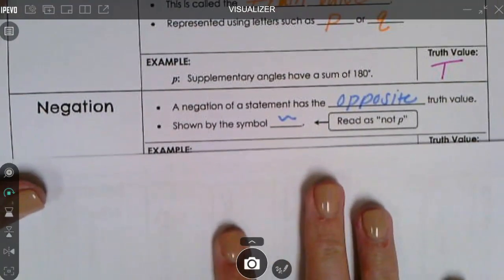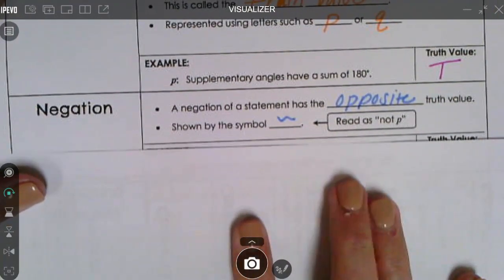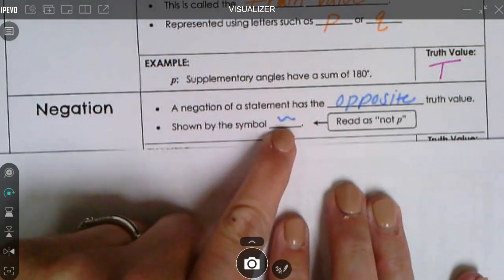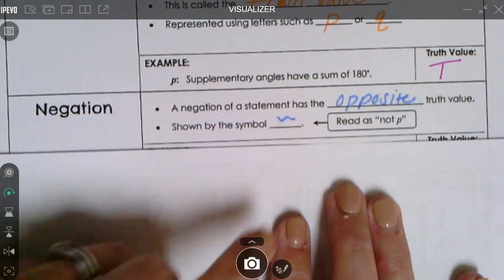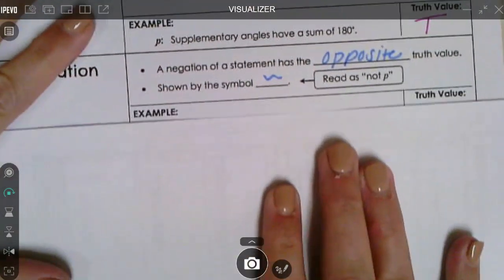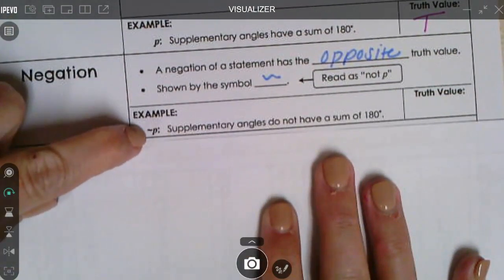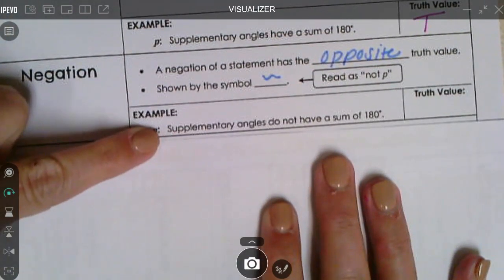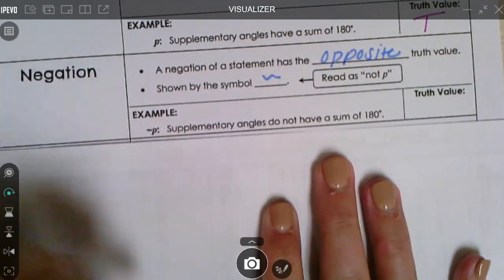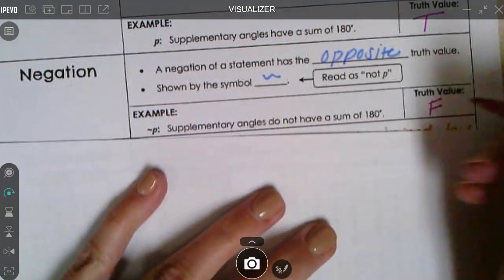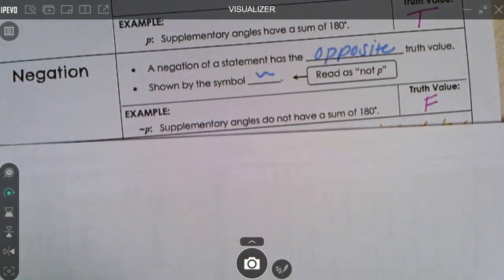A negation of a statement has the opposite truth value. It's shown by this symbol right here, which you're going to read as not P. So right here, not P: supplementary angles do not have a sum of 180 degrees. That statement is false, because they do have a sum of 180 degrees.